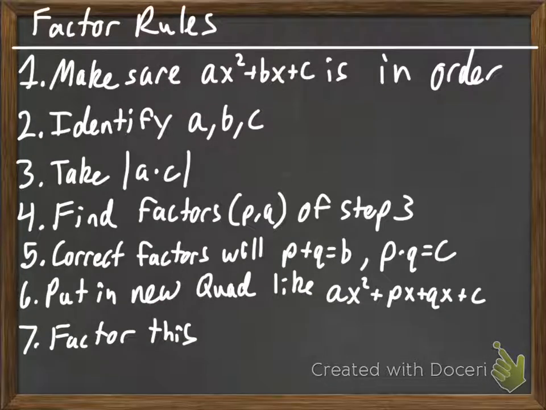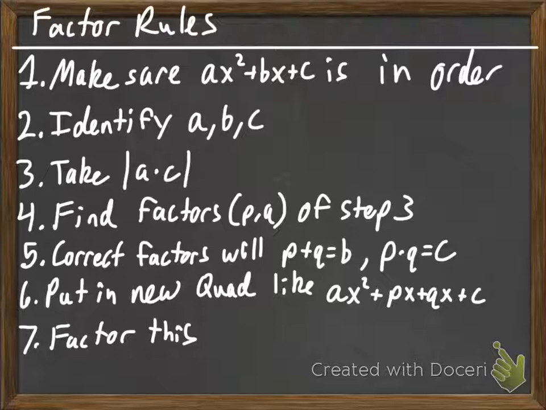So here are the rules for when we factor our trinomials, our 3-term quadratic. We want to make sure it's ax squared plus bx plus c in order. We're going to identify the a, b, and the c. We're going to take the absolute value of a and c. We're going to find all the factors of that a times c, and we're going to call those factors p and q.